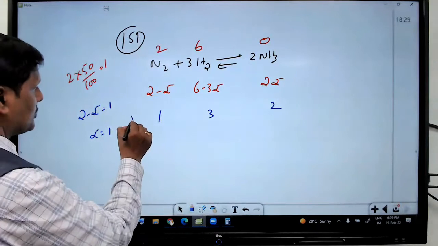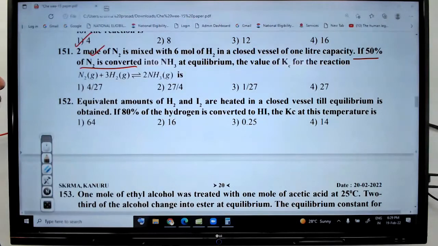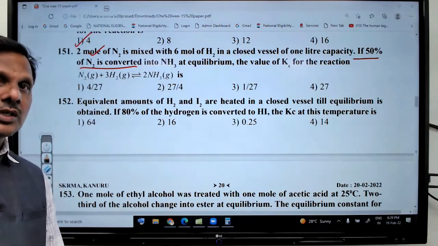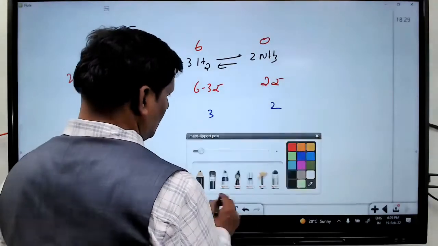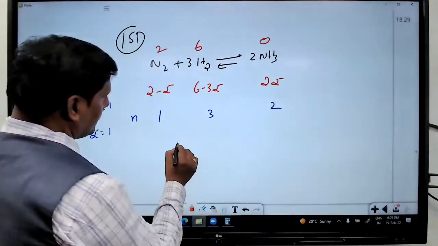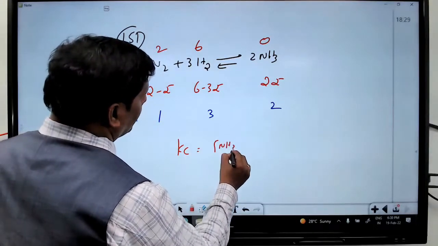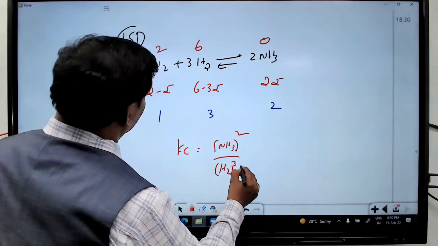अच्छा, this is the number of moles. अच्छा, given volume है 1 liter. 1 liter means the number of moles and concentrations are the same only. Then what is the value of Kc? Kc is equal to concentration of NH3 whole square by concentration of H2 whole cube by concentration of N2.